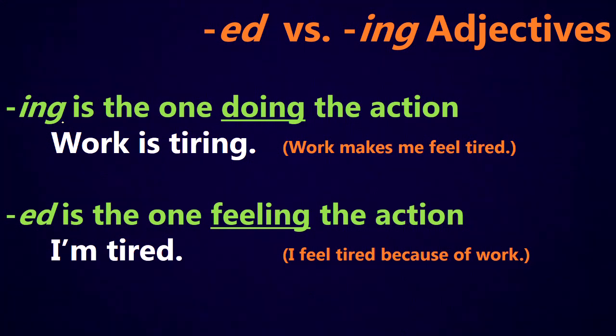Basically, the ing form is the one doing the action, and the ed form is the one feeling the action. So if I say work is tiring, that means that work makes me feel tired. So work is doing it. Work is doing the tiring. If I say I'm tired, that means I feel tired because of work. So I'm feeling it. I'm the one feeling it, so I use the ed ending. Work is the one doing it, so I use the ing ending.